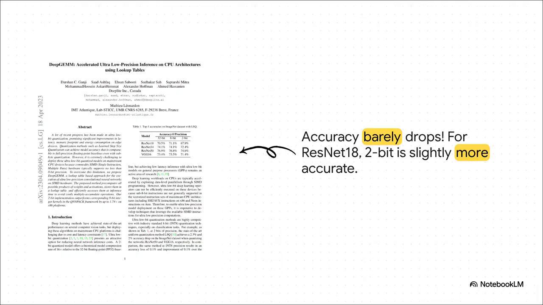Now, you'd think that by making the numbers that much smaller, you'd kill the model's accuracy, right? But here's the wild part, and you can see it right here in the data. You don't. I mean, look at this. For this ResNet 18 model, when they went from a huge 32-bit version down to a tiny 2-bit one, the accuracy didn't just stay the same, it actually went up a tiny bit. That is an unbelievable trade-off.